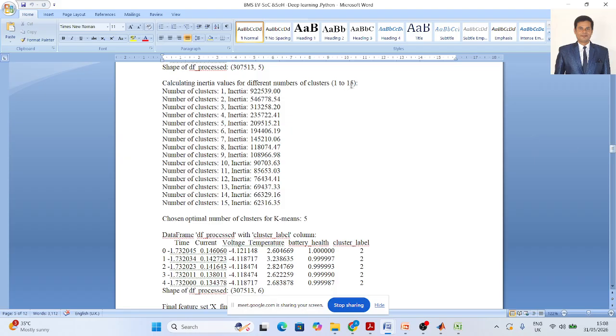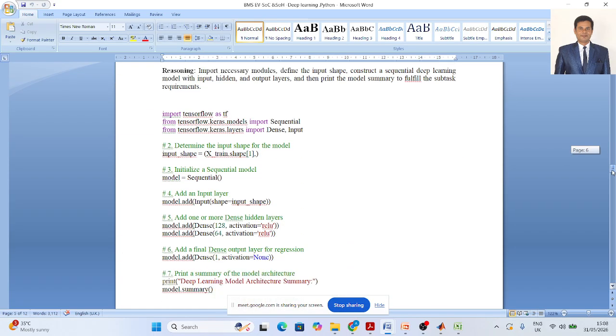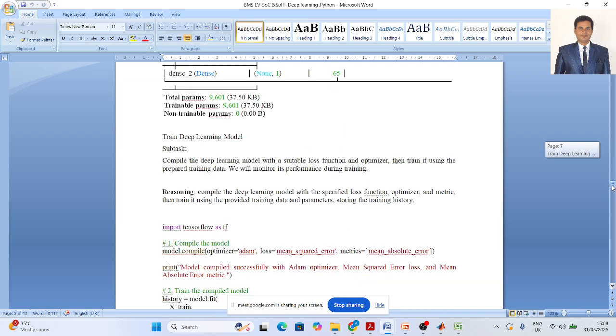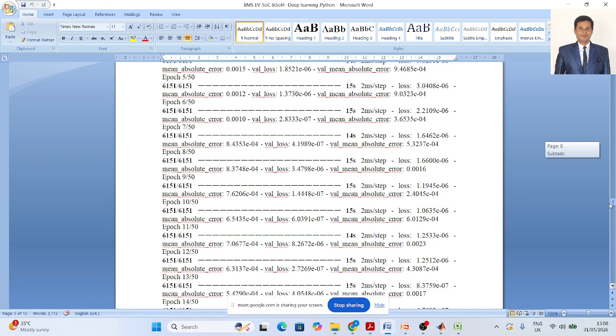So that is what you have to do, making the clustering from 1 to 15. I have made the groupings. Right, this is how you have to train the data. Every time it will give the errors: absolute error, that is MAE, mean absolute error.